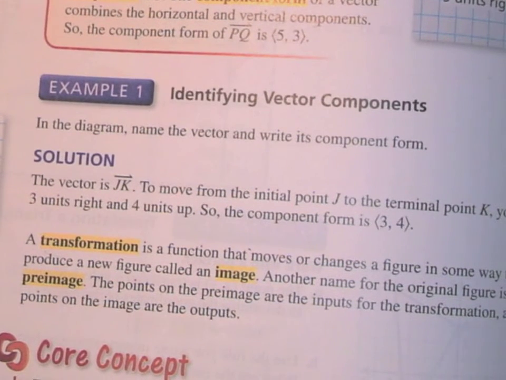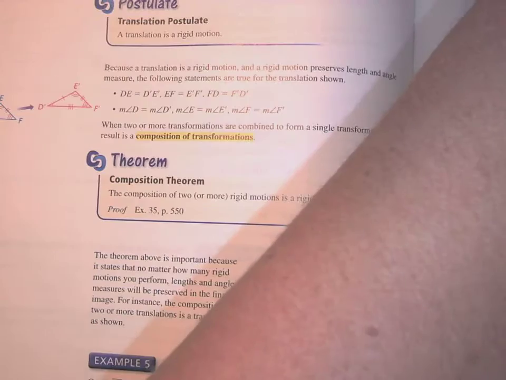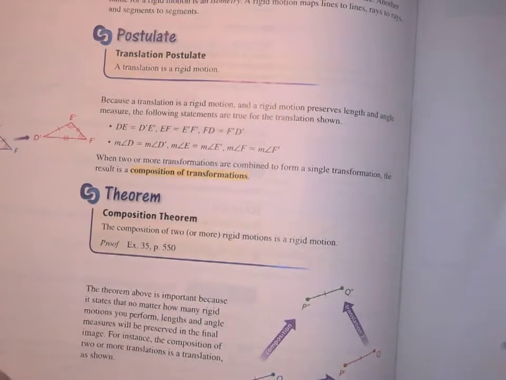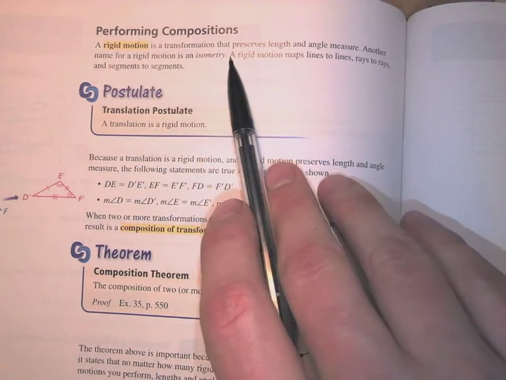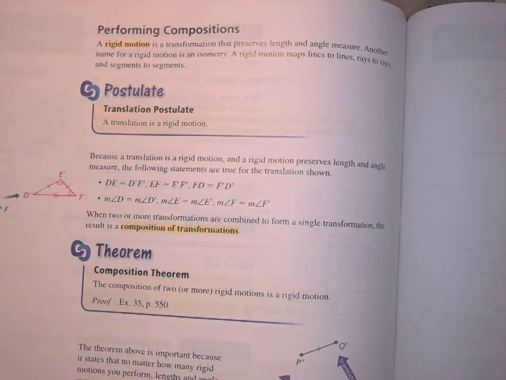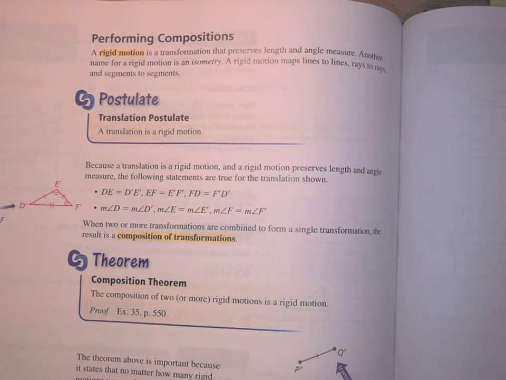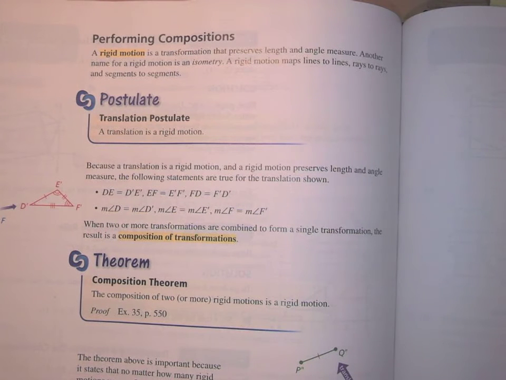Okay, the next term is called rigid motion. So we're gonna jump to the next page, and then we're gonna come back and we'll talk about transformations a little bit more. Okay. So a rigid motion is a transformation that preserves length and angle measure. So if I do a transformation where I move something around, like a triangle, for example, I'm not changing the angles of the triangle. I'm not changing the lengths of the sides of the triangle. So that's kind of what that means.